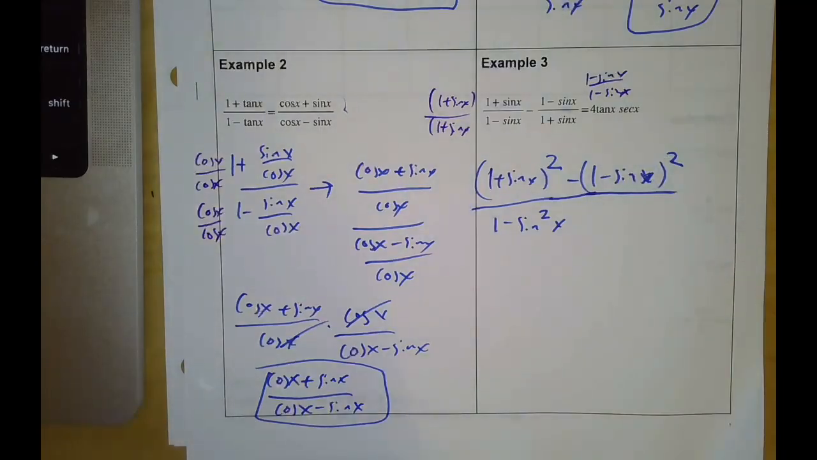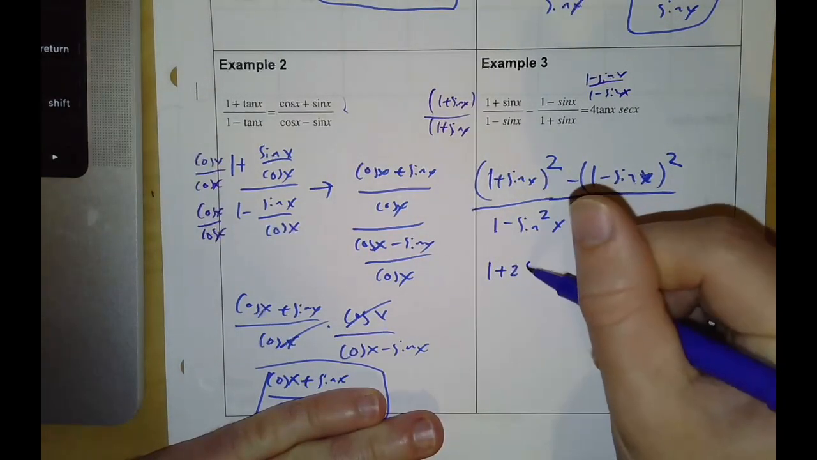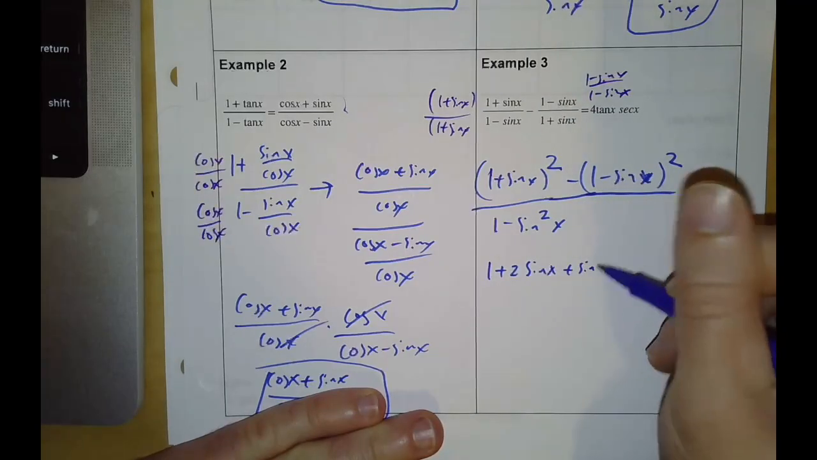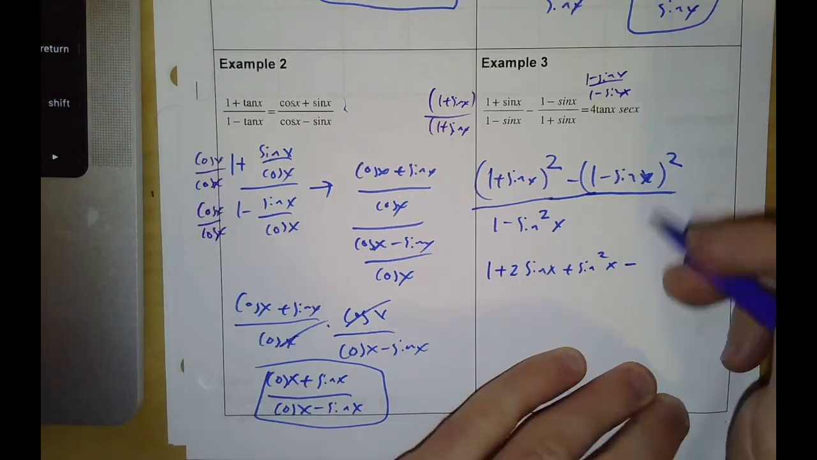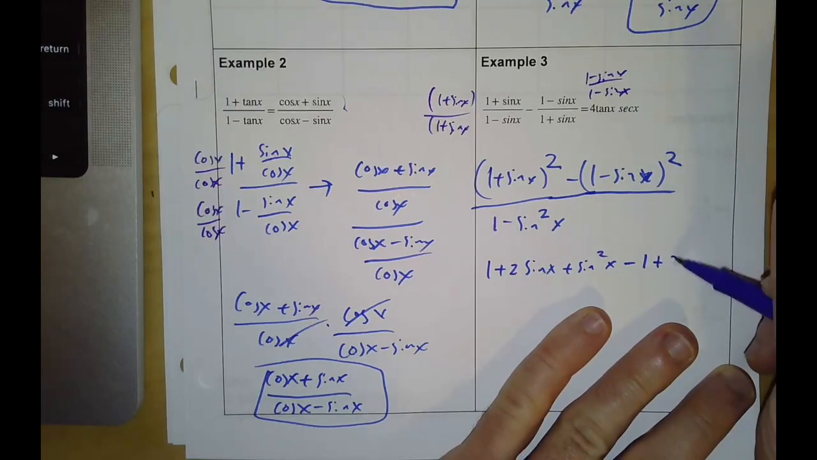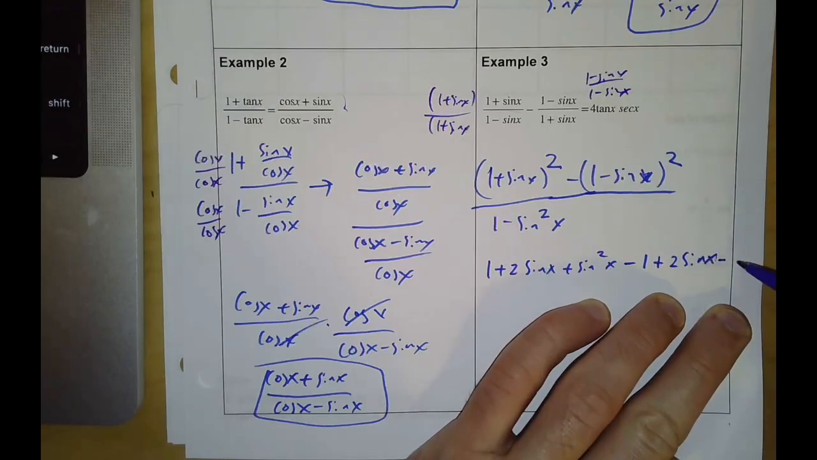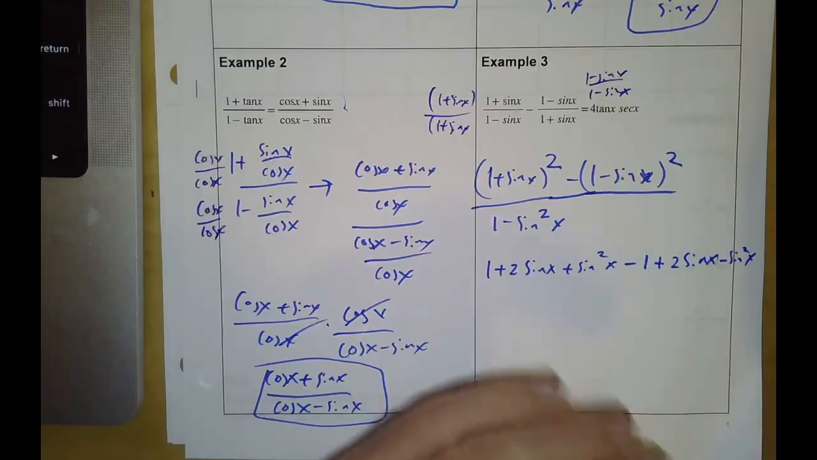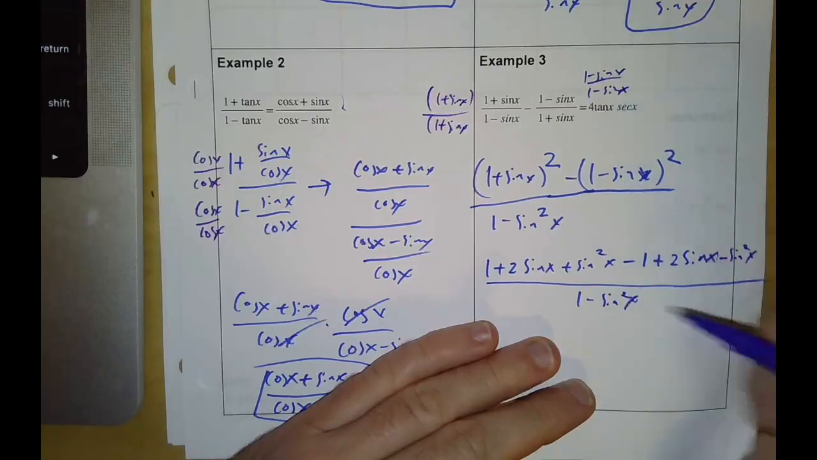What we're going to have to do here is, even though I want to leave these as quantity squares, I got to FOIL them out. I got to multiply them out. I'm going to get 1 plus 2 sine x plus sine squared x minus 1 plus 2 sine x minus sine squared x over 1 minus sine squared x.